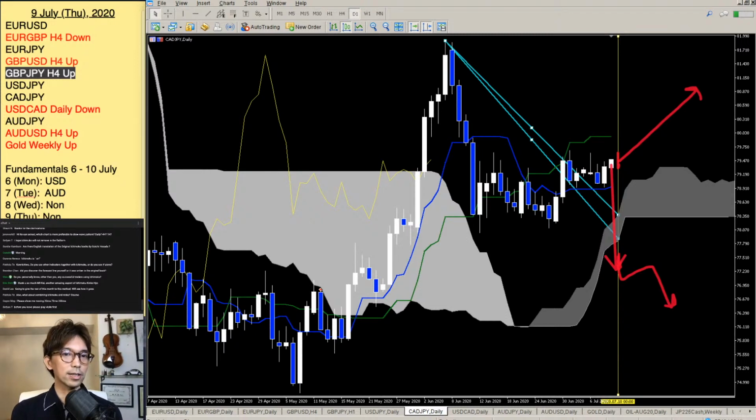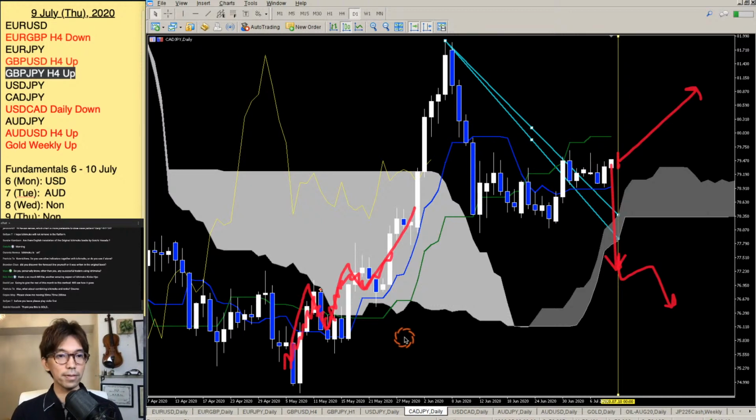Because the market's fractal, for example, within this uptrend in the daily, there will be more small uptrends or small downtrends in 5 or 15, in smaller time frames. So yes, the wave theory is applicable in any time frames.